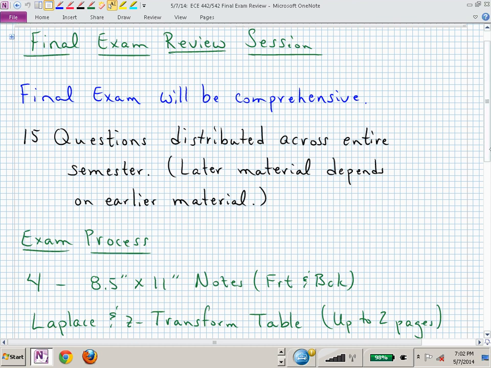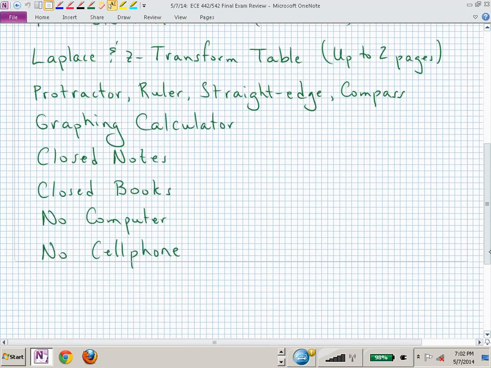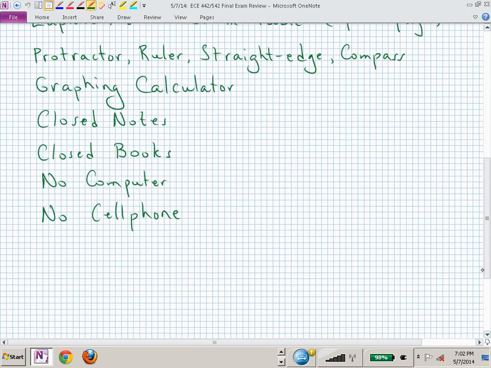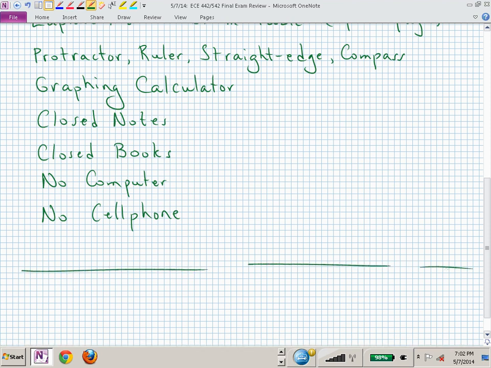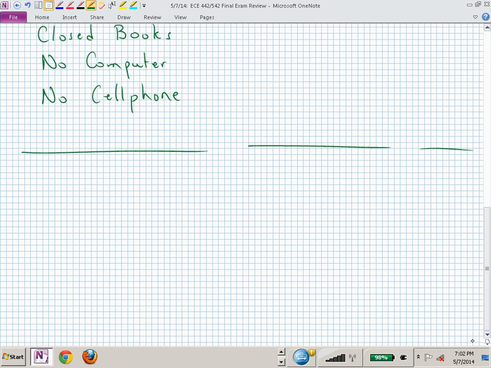You have 4 pages of notes. You have the transform tables. You can bring a protractor, etc. And then the last 4 are no's. No books, no notebooks full of notes, no cell phone, and no computer. I haven't decided, I might actually assign seats for the final. So you might want to get here a few minutes early. Maybe I'll put you in different locations. I haven't decided.